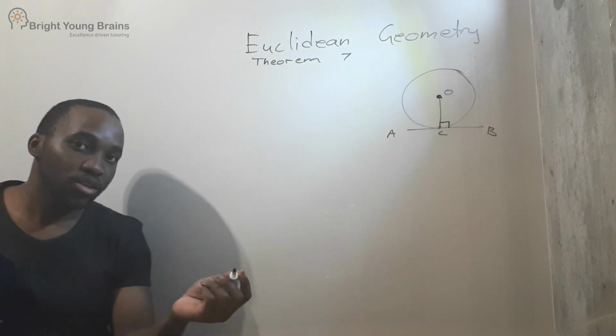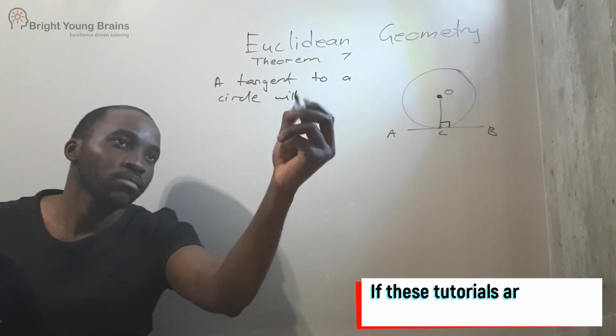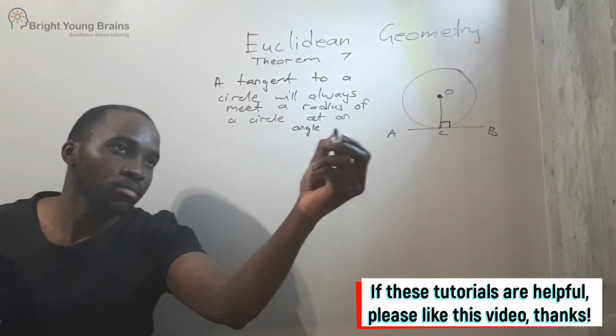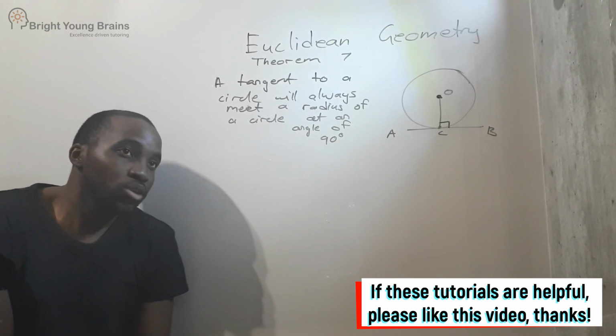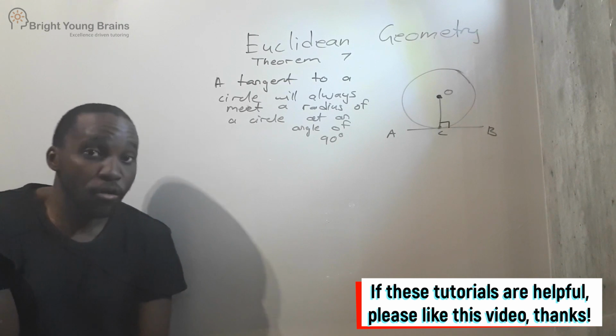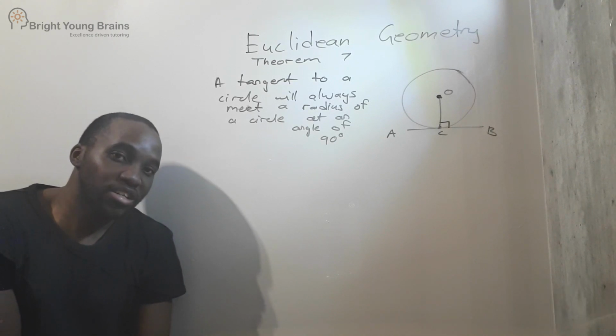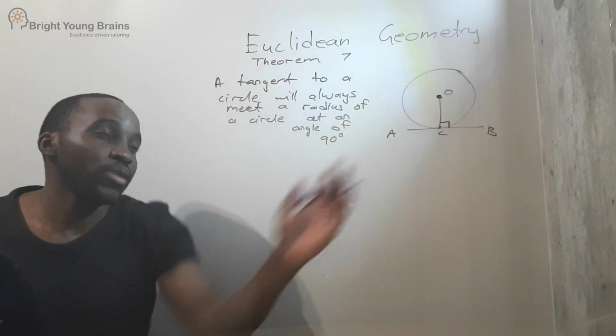So theorem 7 in words: a tangent to a circle will always meet a radius of a circle at an angle of 90 degrees. So that's what we're having here.